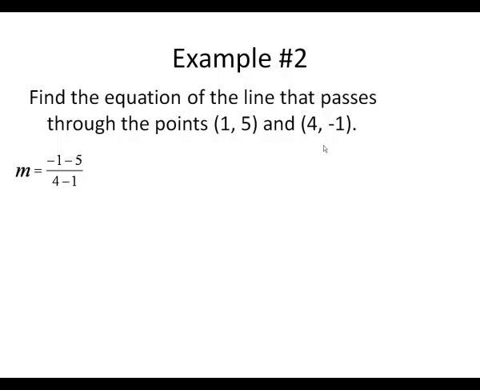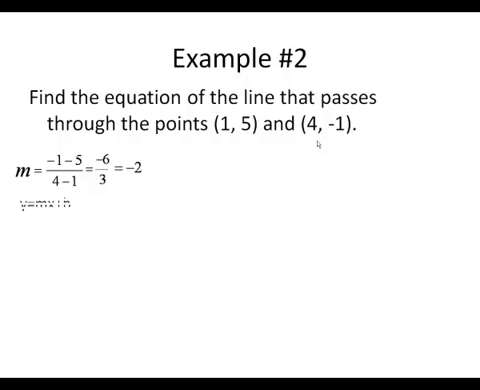values. Since I started with -1 for my y's, I have to start with 4 for my x's. So in the denominator, I have 4 minus 1, which are my x values. And we can do the subtraction. We get -6 divided by 3, and simplify that, and we find that we have a slope for this line of -2. So we've got our slope.